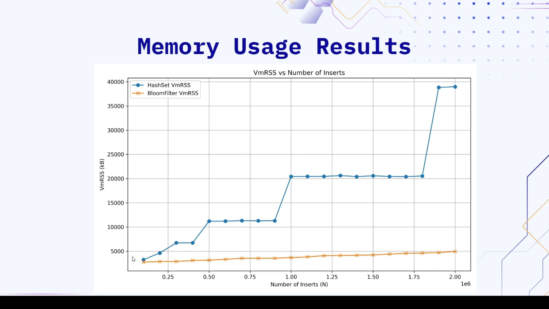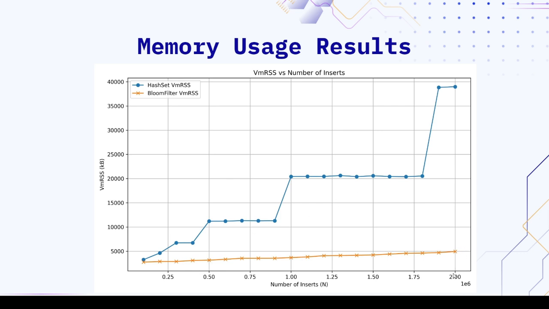As we can see, there are spikes with the allocations for the hash set here. If we go to 1 million, the hash set required 20,428 kilobytes, while the Bloom filter only required 3,680. So the Bloom filter does not require much more memory as the number of inserts scales, while the hash set requires drastically more, almost exponential growth compared to the number of insertions.